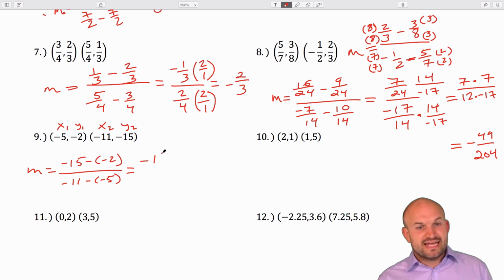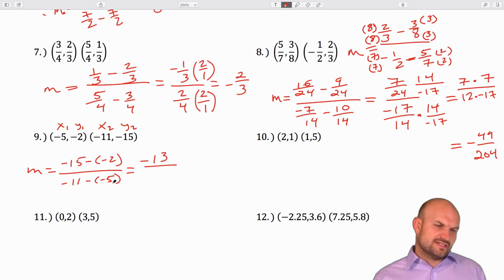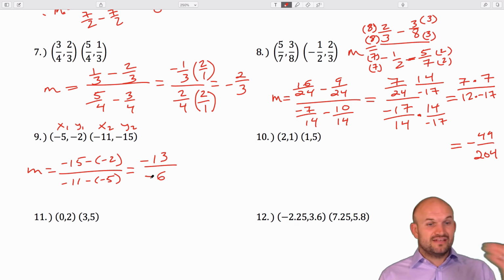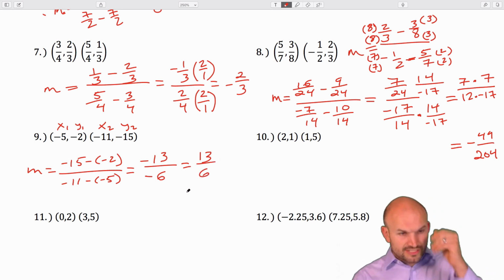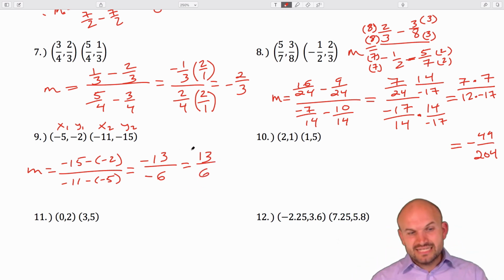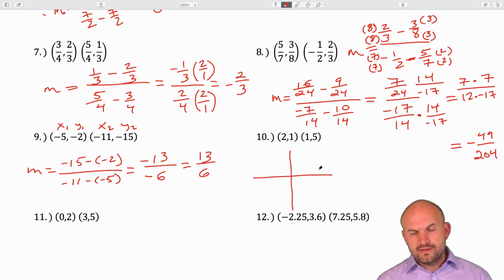So that's going to be a negative 13. And that turns it to a positive over a negative 6. Now I have a negative divided by another negative. So therefore, that's going to turn to a positive. All right. So just be very careful with the signs. That gets a lot of students. Now let's go and take a look. What if I had a little fun here? Let's go ahead and graph these. So 2, 1, and 1, 5. 1, 1, 2, 3, 4, 5.